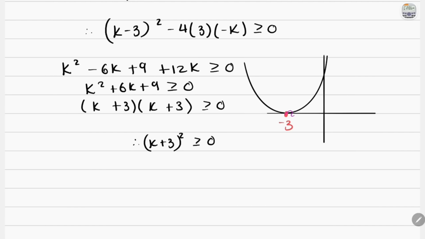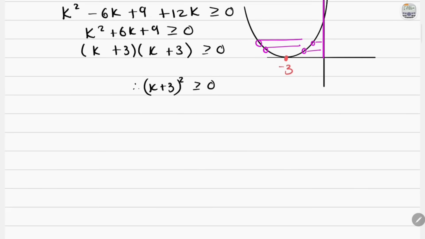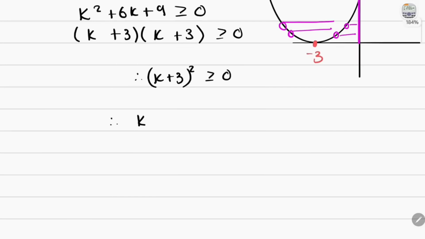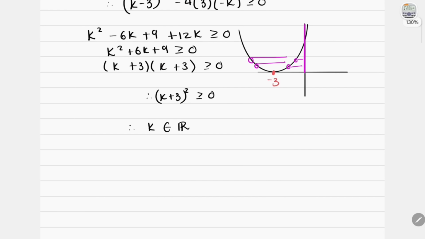Well, its y value is equal to 0 here when k is equal to negative 3. And then where is it greater than 0? Values greater than 0 are here. So the graph will always have y values greater than 0. Can you see? For all values of k on this graph, this graph is never less than 0. It doesn't have any graph below here. So the answer for k is an element of all real numbers, and that is our answer.